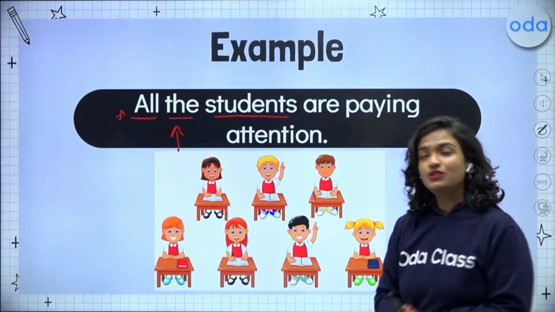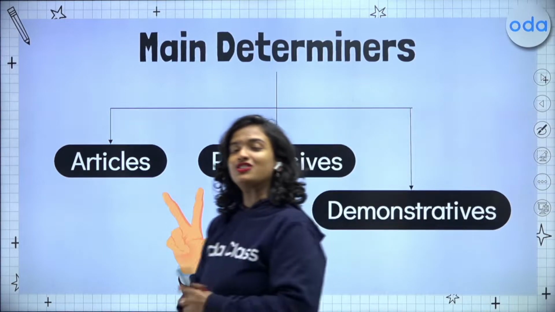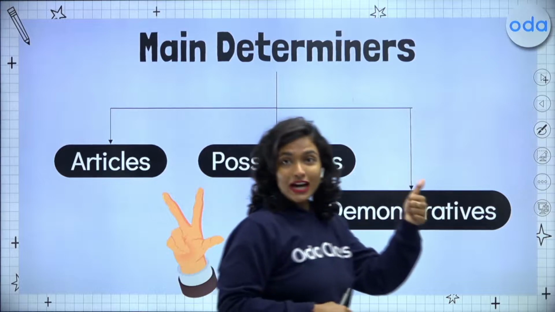So we have 3 main determiners, which we will cover in this session. Now, these 3 main determiners are number 1, articles.